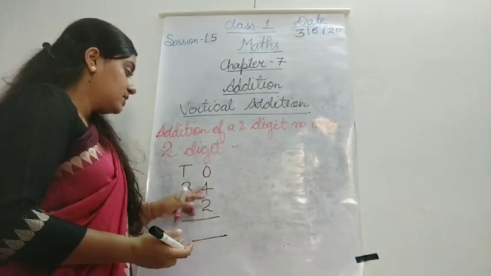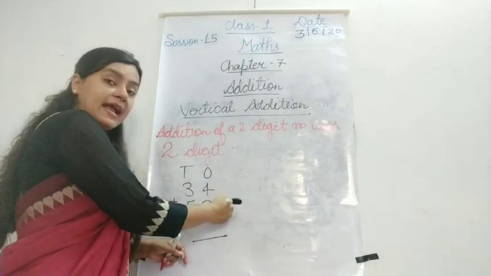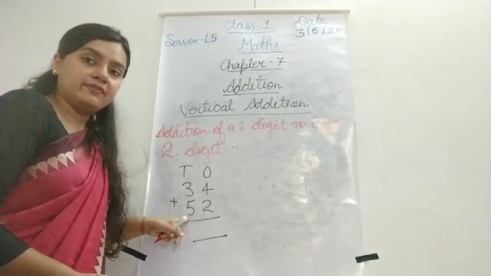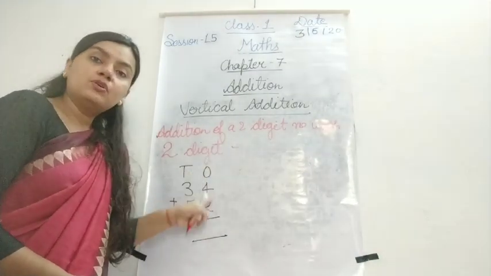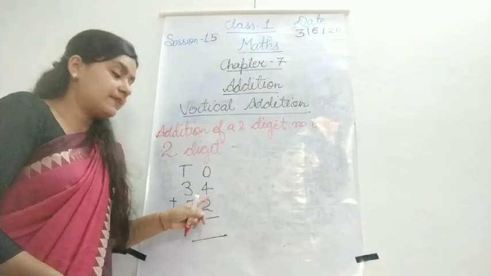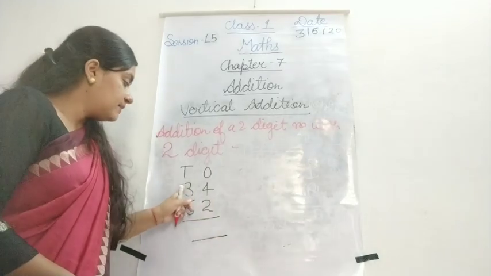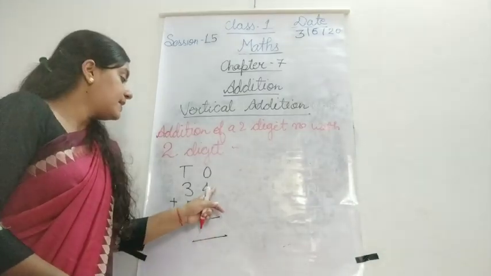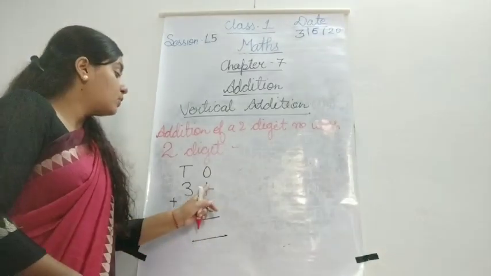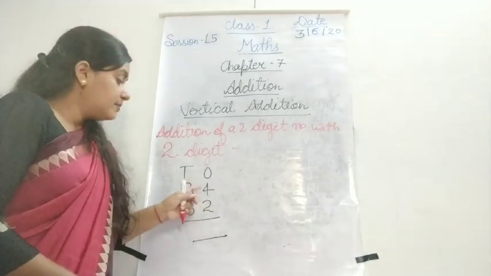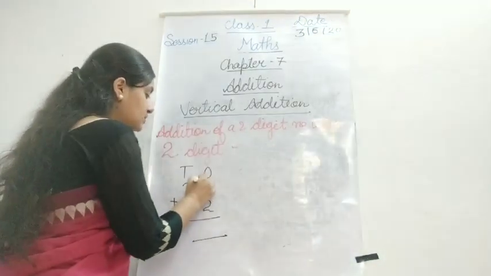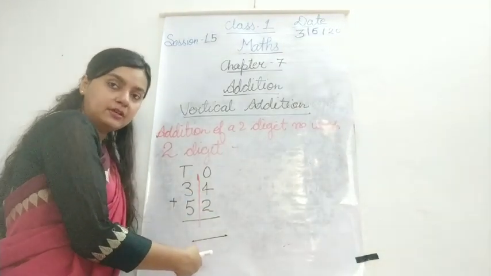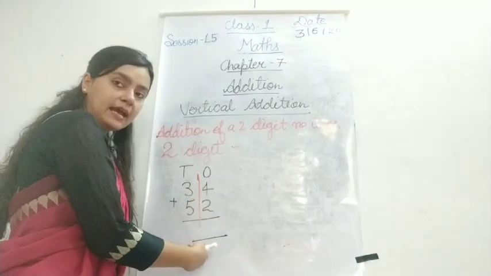So, ones will be added with ones and tens will be added with tens. You can't add 4 with 5. There is a sequence, no? So addition you will also perform in a sequence. 4 will be added with 2 and 3 will be added with 5. You can't add 3 with 2, that will be wrong. And you can't add 4 with 5, you can't add 3 with 4 also. You will add this number together and this number together.